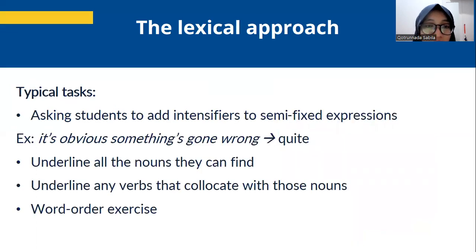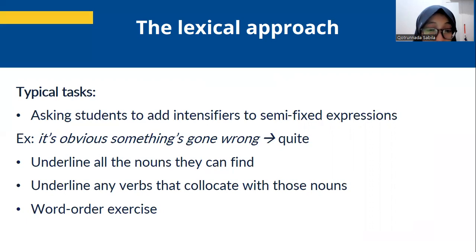And then for the lexical approach. A lexical approach would steer us away from an over-concentration on syntax and tense usage towards the teaching of phrases which show words in combination and which are generative in a different way from traditional grammar substitution tables. The typical tasks include asking students to add an intensifier to semi-fixed expressions.